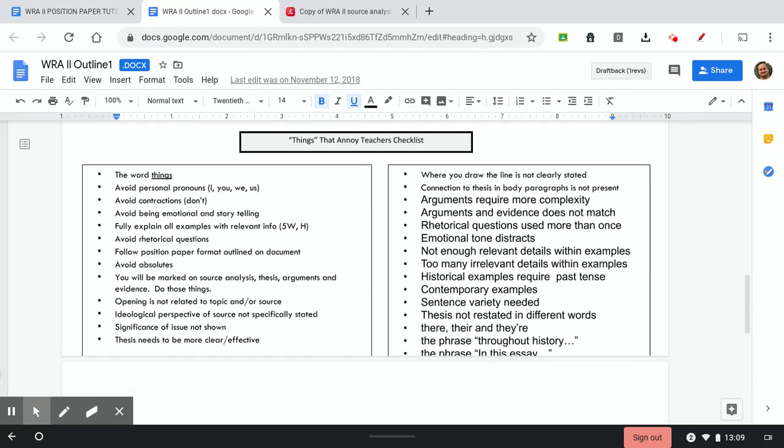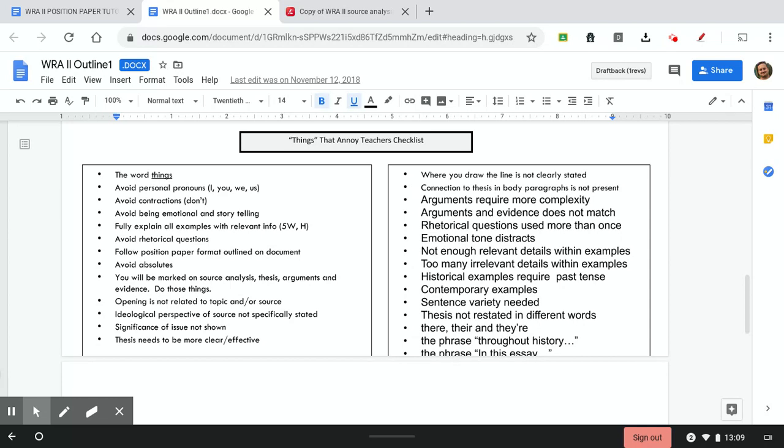Things that annoy teachers' checklist. The word things. If you say things, you're not being specific. Actually say what? This is the same as if somebody says etc. Don't say etc. Actually tell me what you mean. Avoid personal pronouns. I, you, we, us. Avoid contractions. So instead of saying don't, say do not. Avoid being emotional in storytelling.